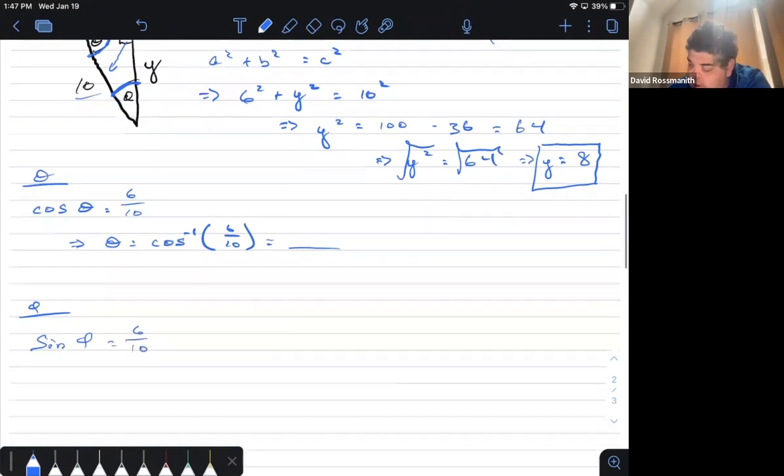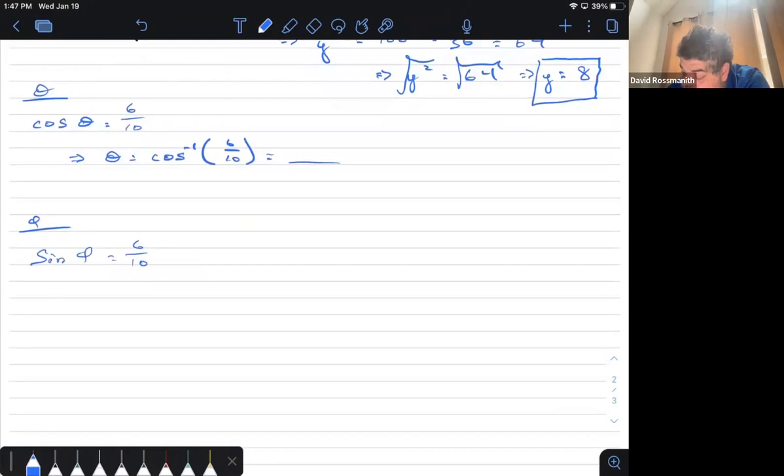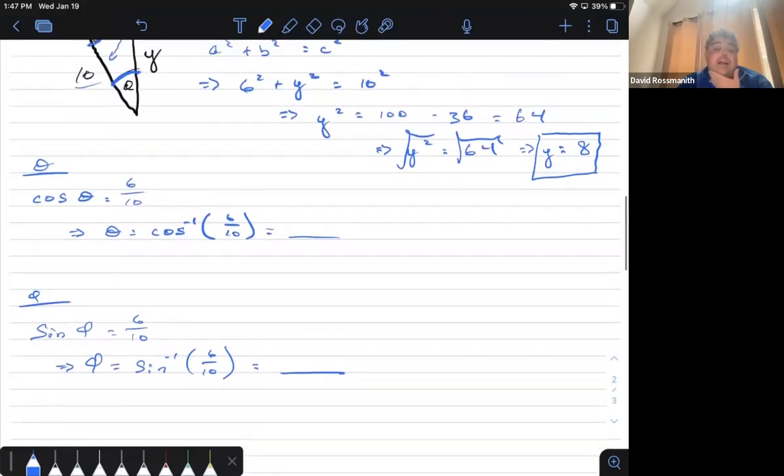And just like before, I don't want sine, so get rid of it. So I have to do inverse sine on both sides, which cancels the sine. So I'm left with phi over here, and the inverse sine is now over here, acting on 6/10. Plug that in, and again, I get a nice answer.